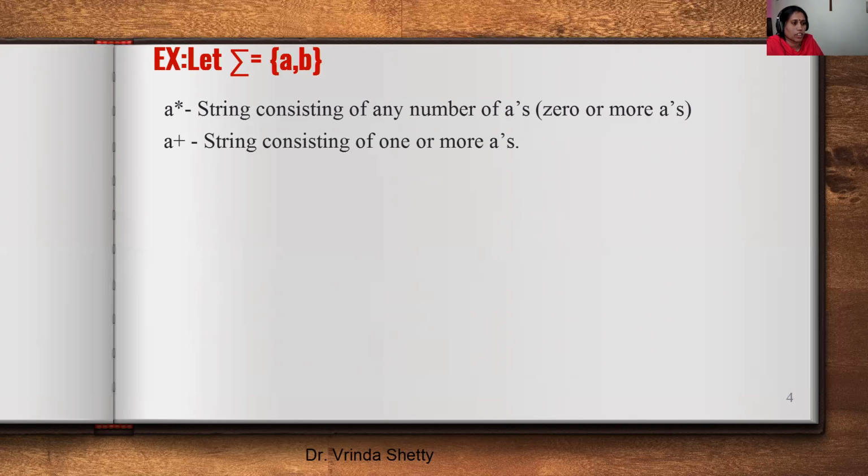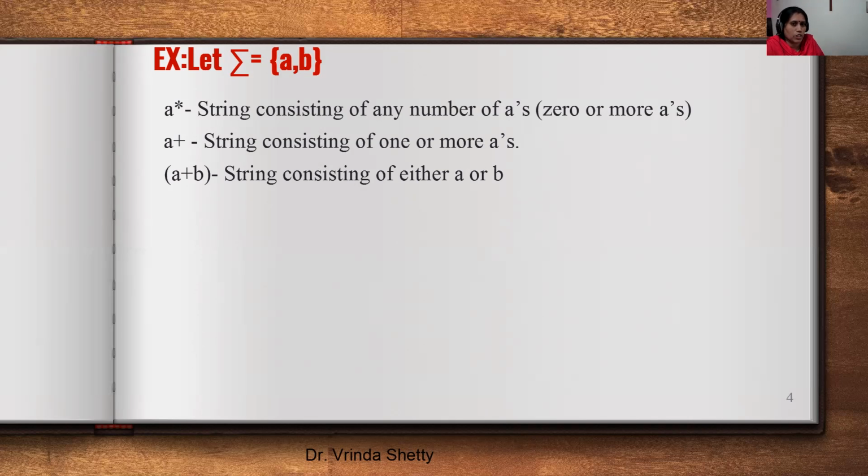Similarly, if A plus is written, what does it indicate? It indicates a string consisting of one or more A's. As I said, star indicates 0 or more, plus indicates 1 or more. Similarly, A plus B, A or B, is a regular expression. What does A plus B indicate? A string consisting of either A or B. Either A will be there or B will be there.